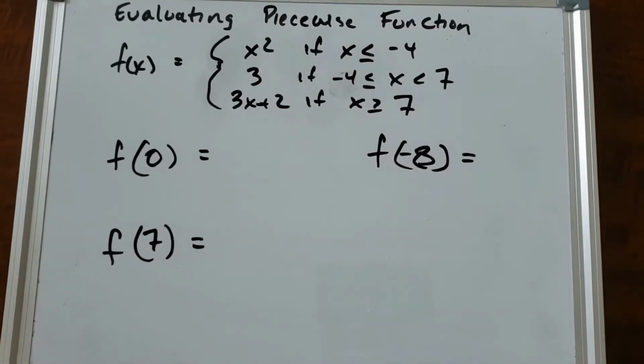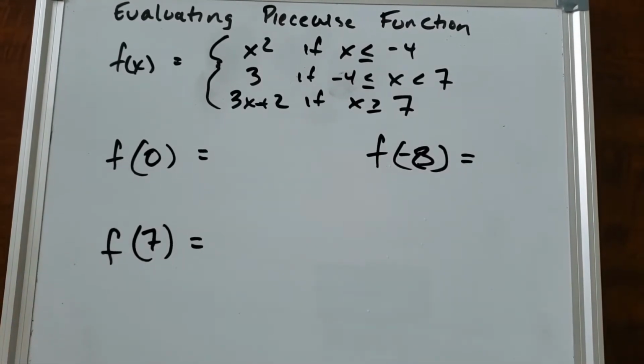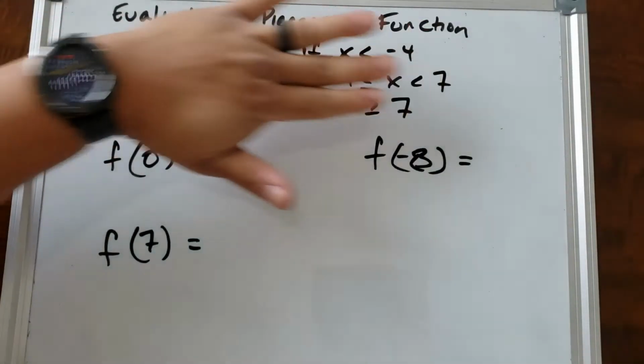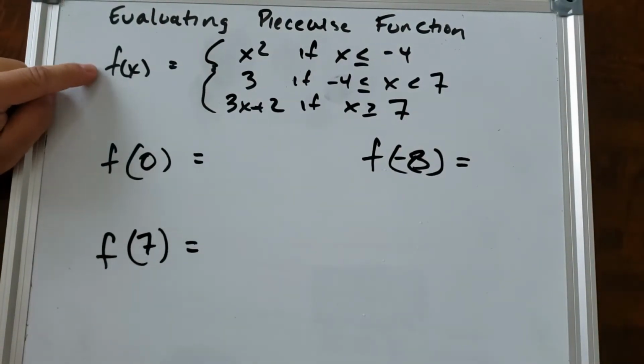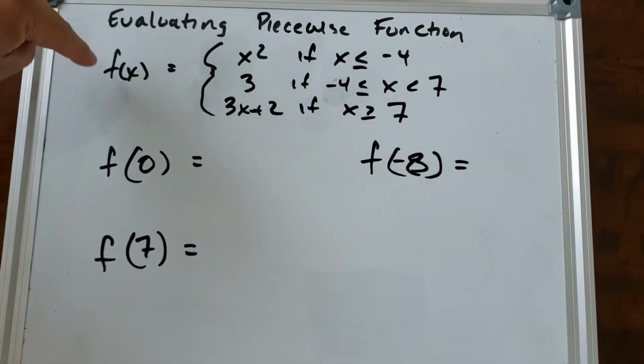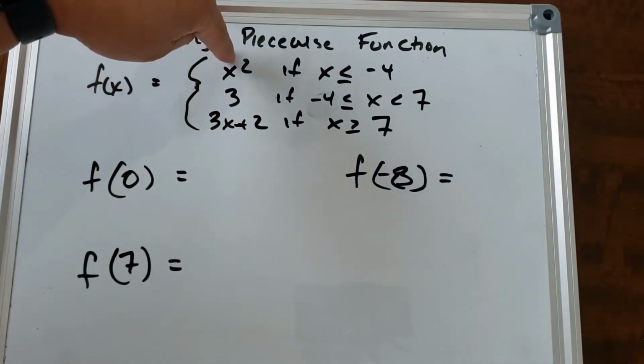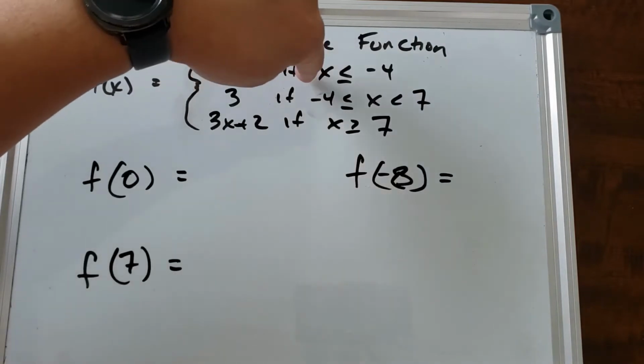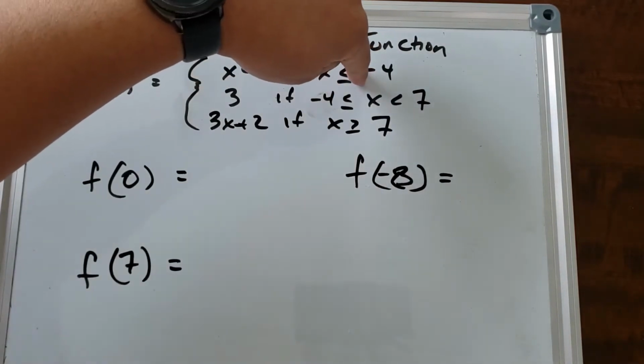Okay, what we're going to be doing today is evaluating piecewise functions, okay? And a piecewise function looks like this. All it is is a function that's in different pieces, okay? So the way we read this is f of x is equal to x squared if x is less than or equal to -4.